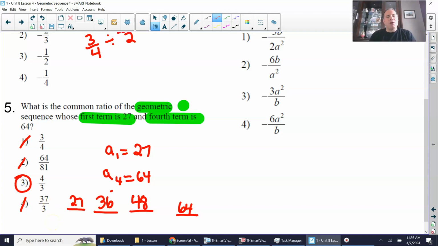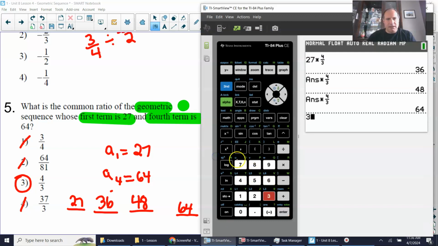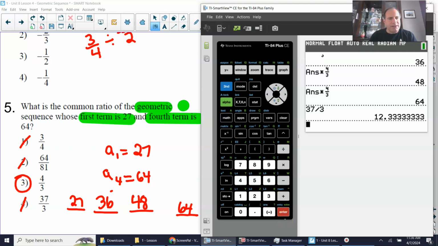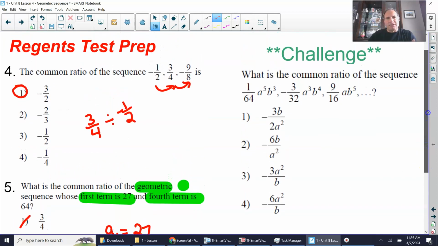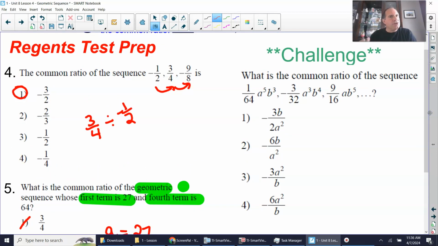The reason why I didn't pick 37 over 3, just doing the math in my head, 37 divided by 3 is a very large number. It's 12.333. For that to be the common ratio, if you do 27 times 12, it's already going to be over 64. So that cannot be the answer. See how these questions have a little bit of a difficulty to them, but if you use common sense, you could see what the answers are. Definitely, you could cancel out 1 and 2 for that question.